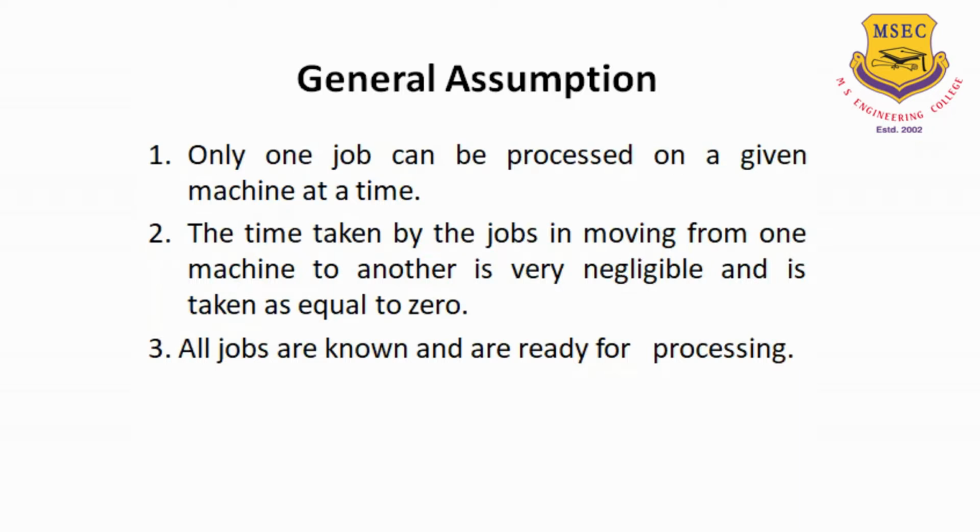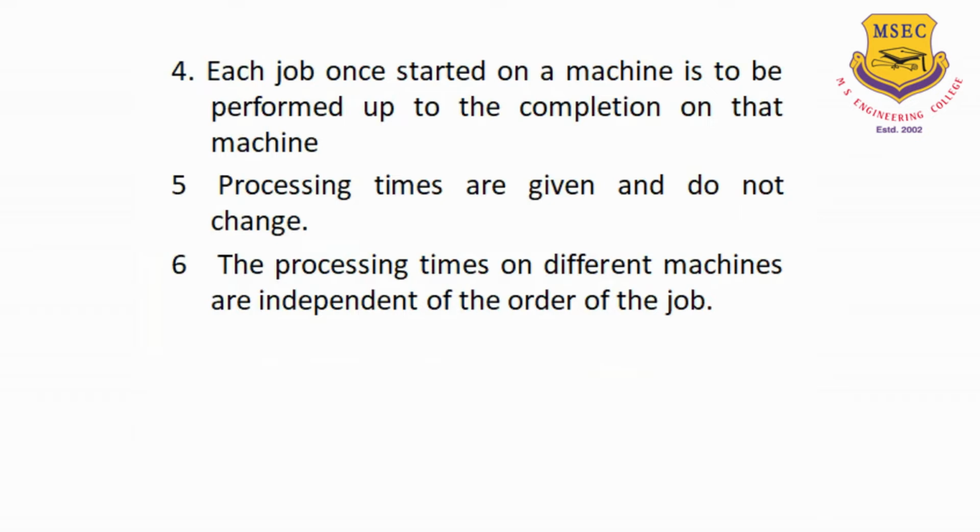Generally we have certain assumptions when we solve sequencing problems. Only one job can be processed on a given machine at a time. The time taken for moving jobs from one machine to another is negligible and is taken as 0. All the jobs are known and are ready for processing. Each job once started on a machine is to be performed up to the completion of that machine. Processing times are given and do not change. The processing times on different machines are independent of the order of the jobs. So these assumptions are made and will be considered while we do the sequencing problem.